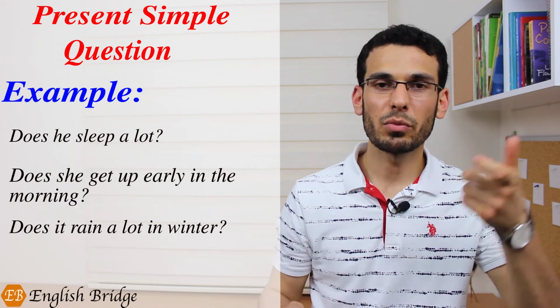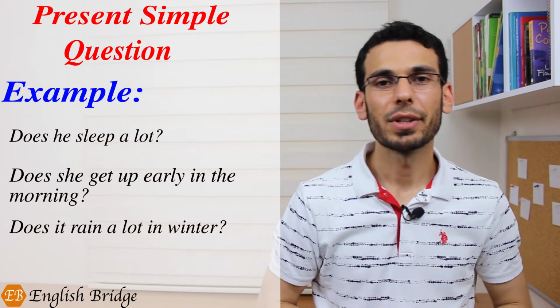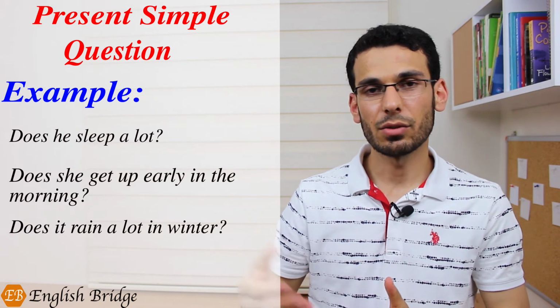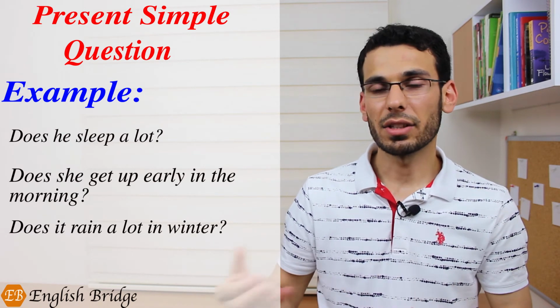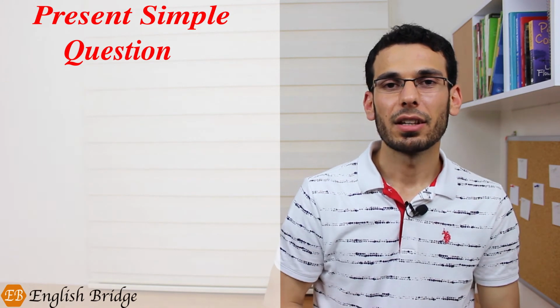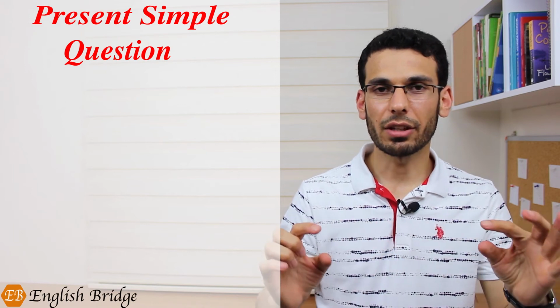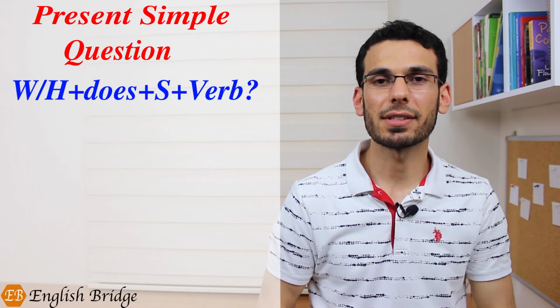Alright, so focus. When we start a question with does, the answer should be does or doesn't. Alright, for example, yes he does, no he doesn't. Yes it does, no it doesn't. Yes she does, no she doesn't. This is a yes/no question. If we want to ask a WH question, same, we don't change anything here, we just add a WH word at the beginning of the sentence.